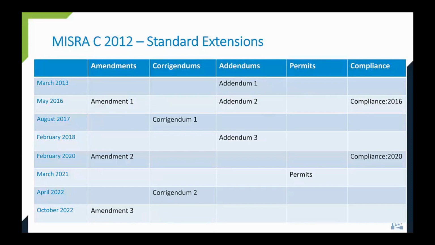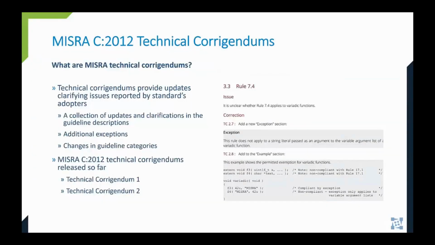In our session today, we don't have enough time to dive deeper into these documents' content, so I will only explain their primary purpose. Let's start with the technical corrigendum documents. They are released to fix issues reported by the standard adopters. Their primary purpose is to provide additional clarifications for the guideline descriptions, additional exceptions for rules and directives, and in a few cases, changes in the guideline categories.